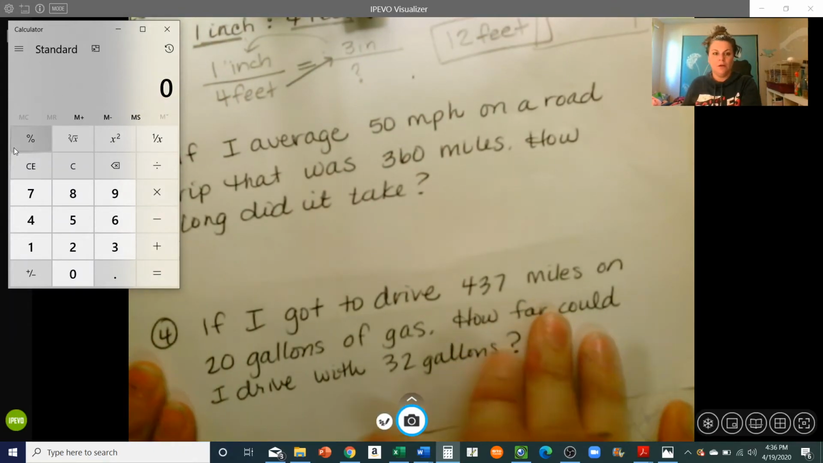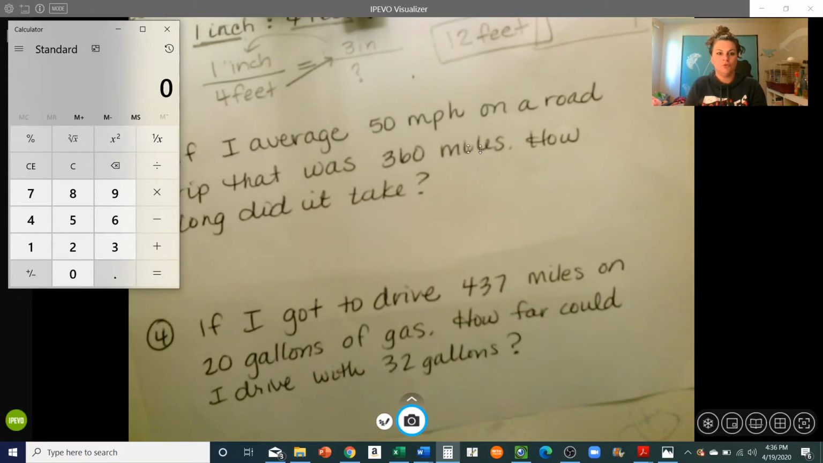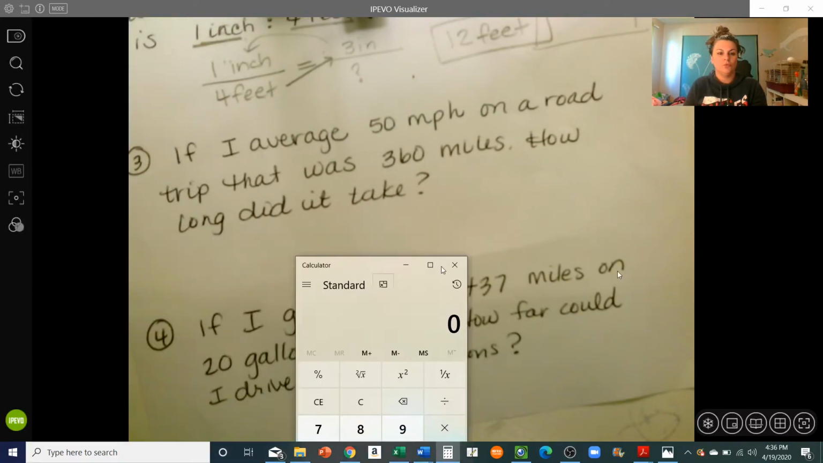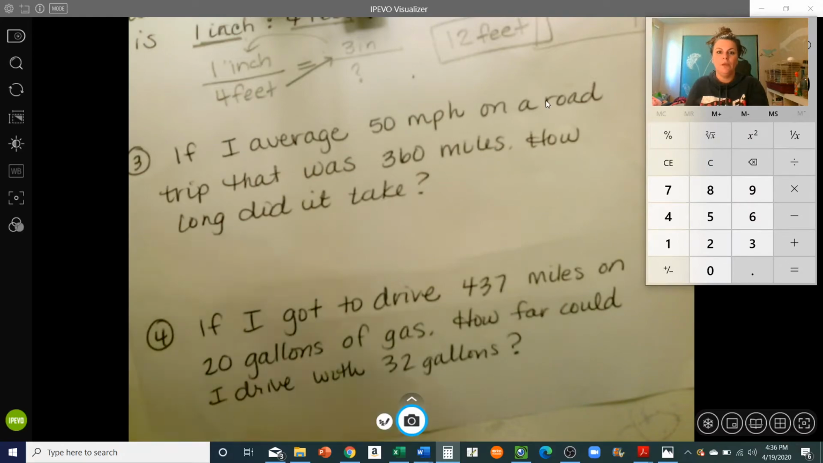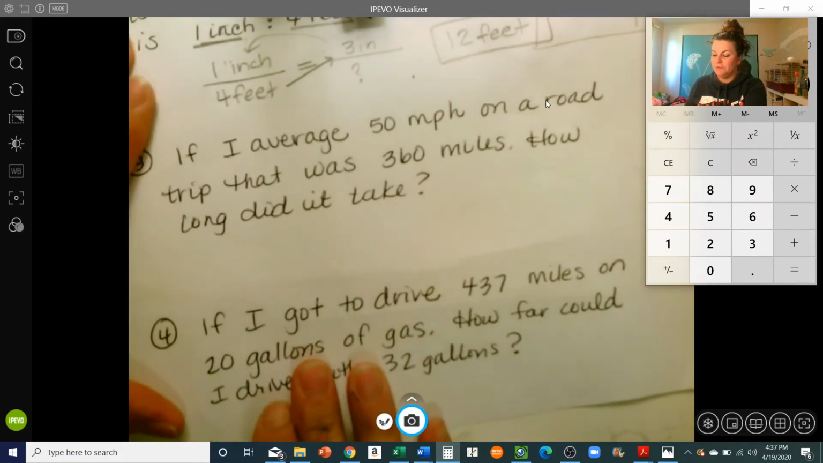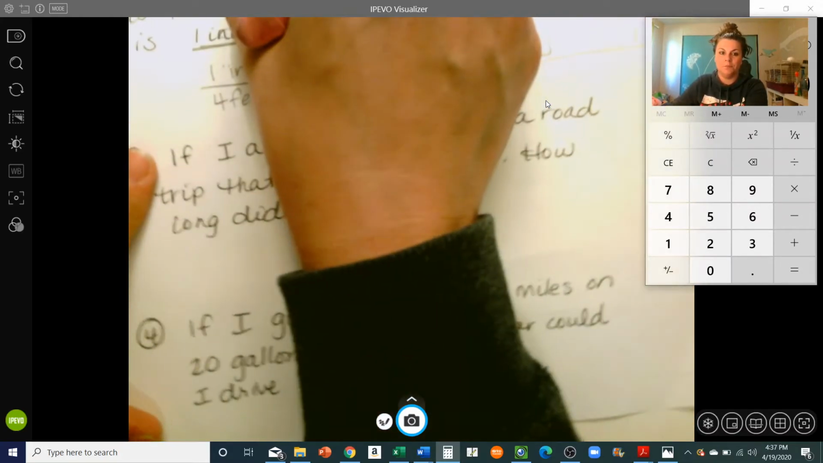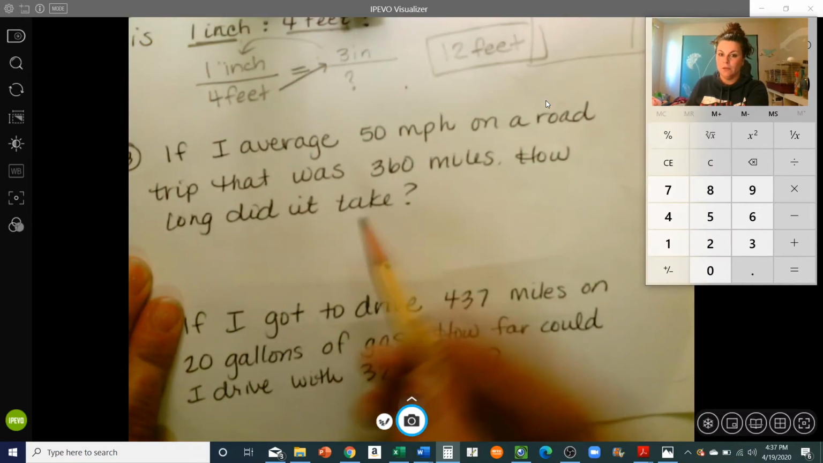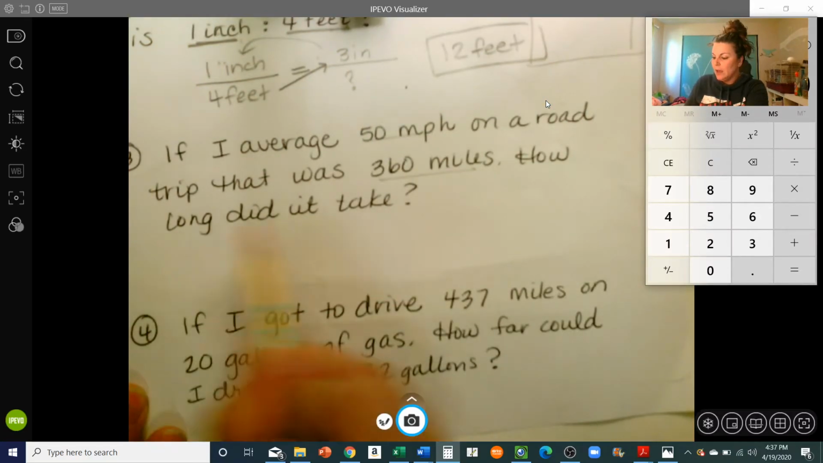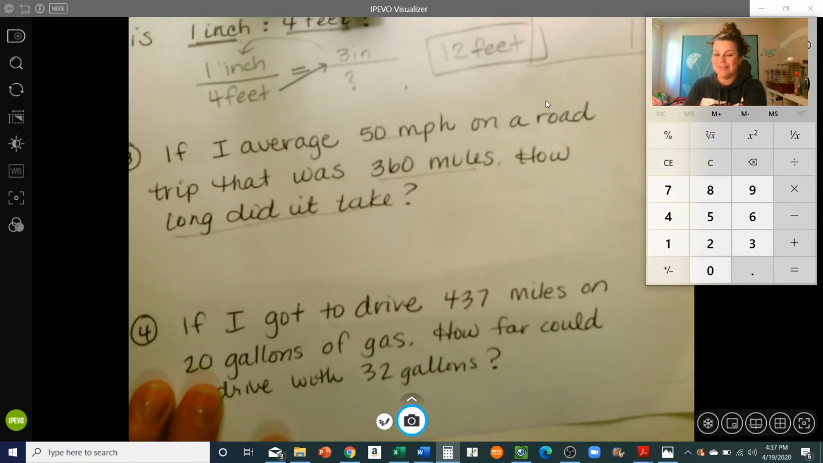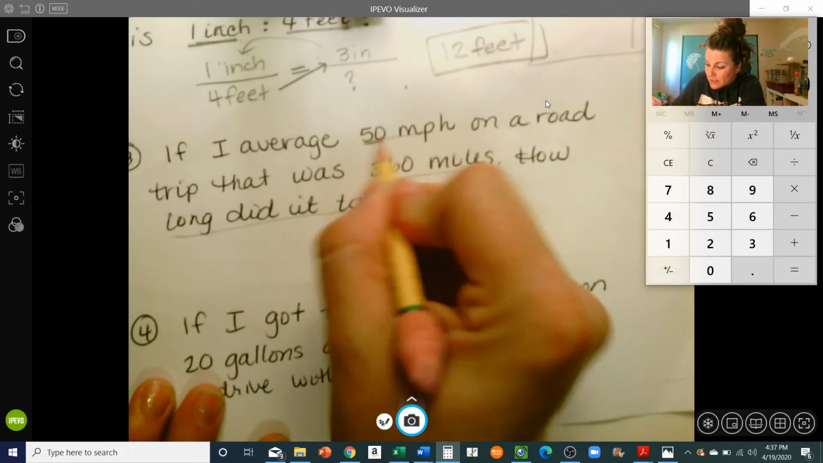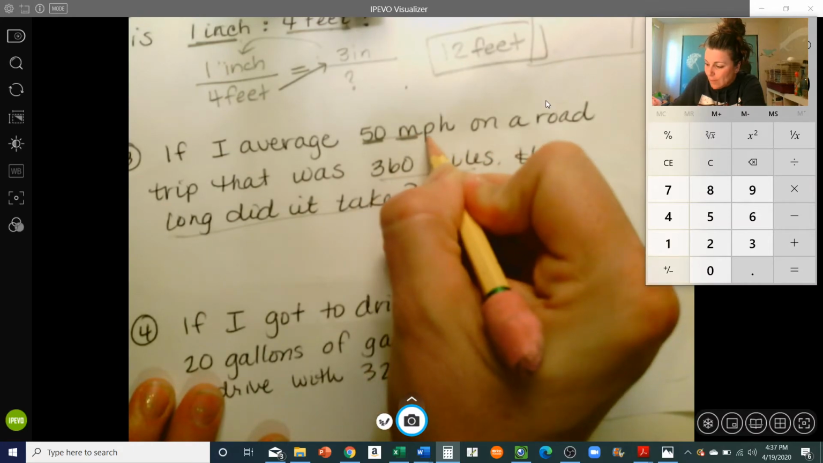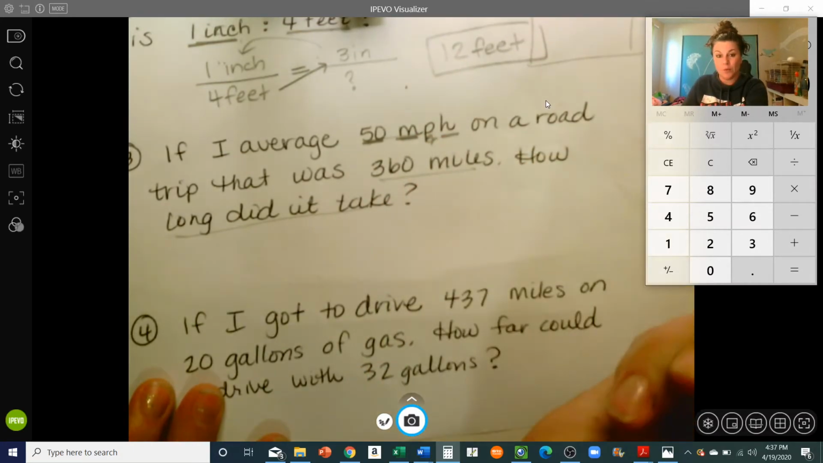Number 3 here. Hold on. Okay. If I average 50 miles per hour on a road trip, that is 360 miles, how long did it take? So this one you have to think about a little bit more. My first ratio is this rate, 50 miles per hour.